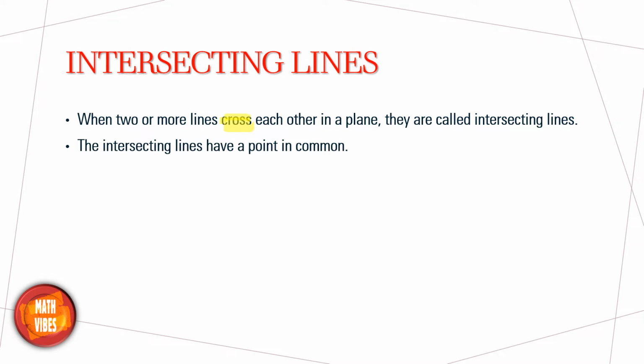So the intersecting lines have a point in common. As they intersect, they cross each other, so they will be meeting at one point, and that point is called the point of intersection. That common point where they are crossing each other is called their point of intersection.